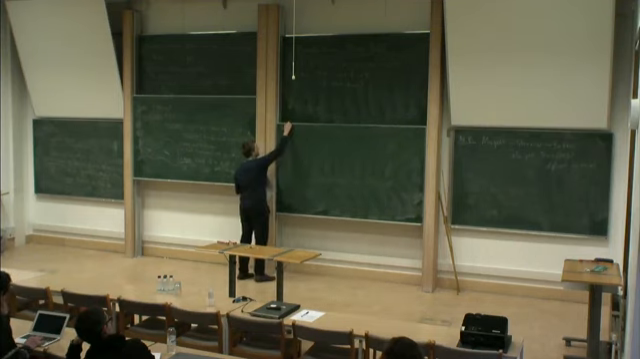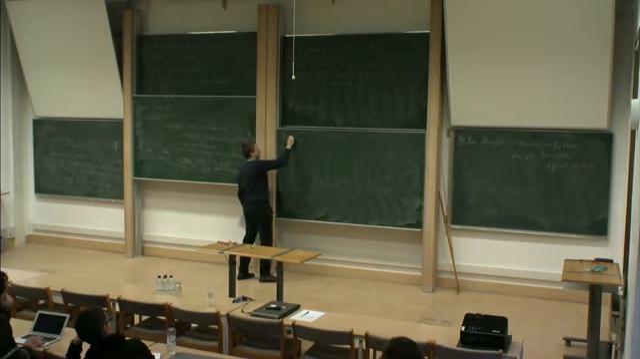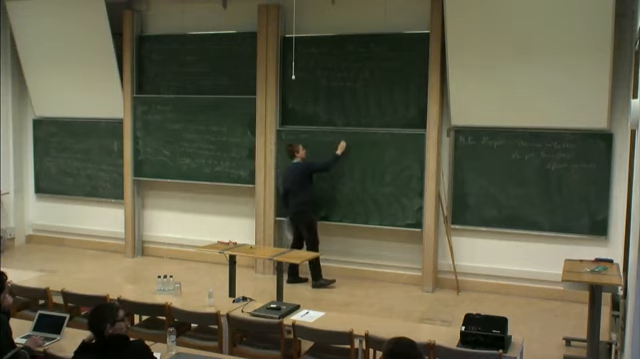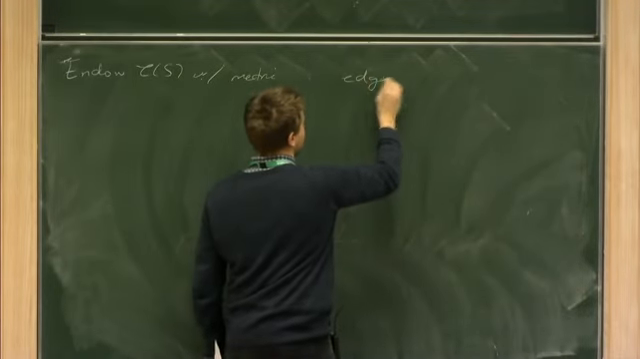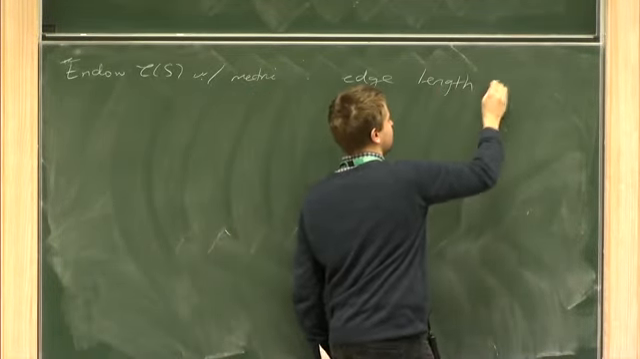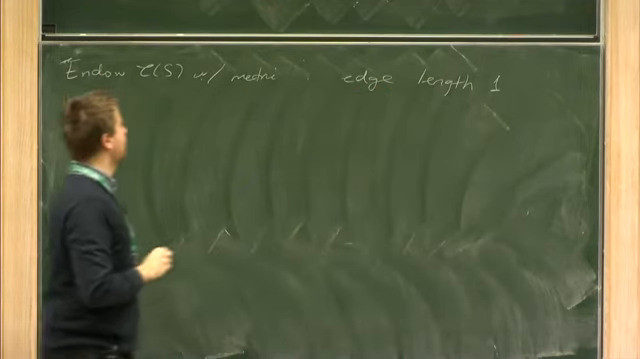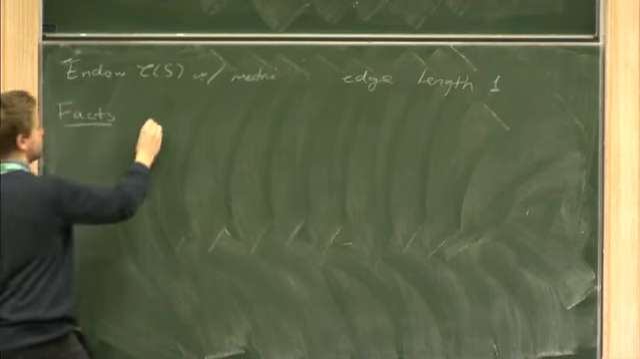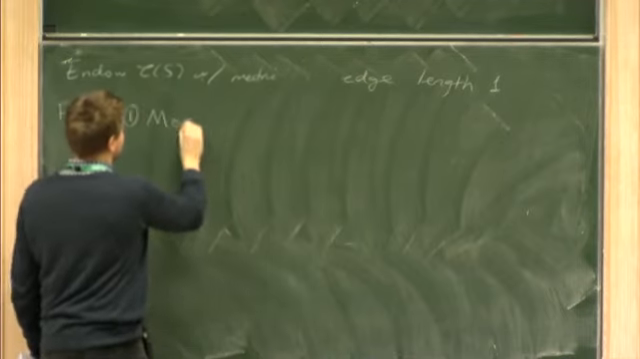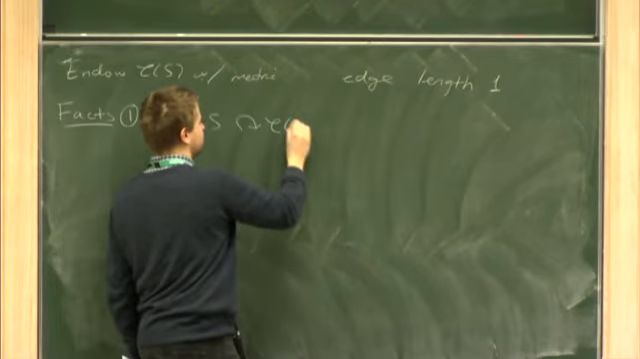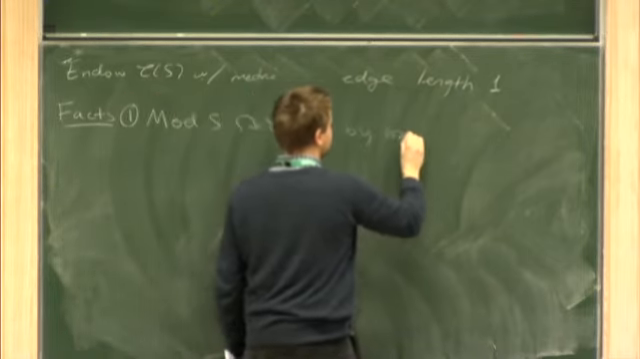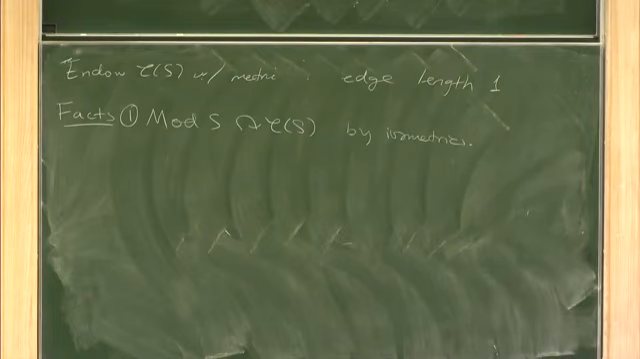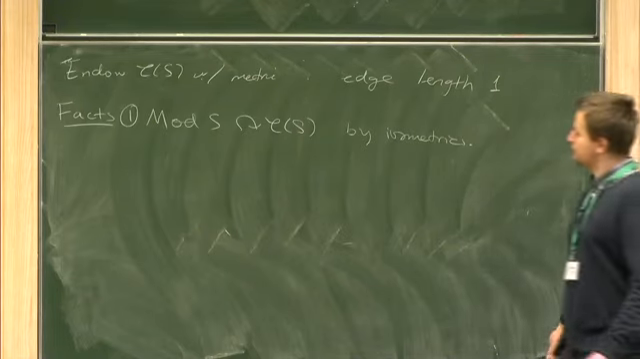Okay, so we can endow the curve graph with a metric by saying that every edge will have length 1. And then we have the following facts. Well, first of all, the mapping class group acts on the curve graph by isometries. Even better, it acts acylindrically, which is a theorem of Bowditch.